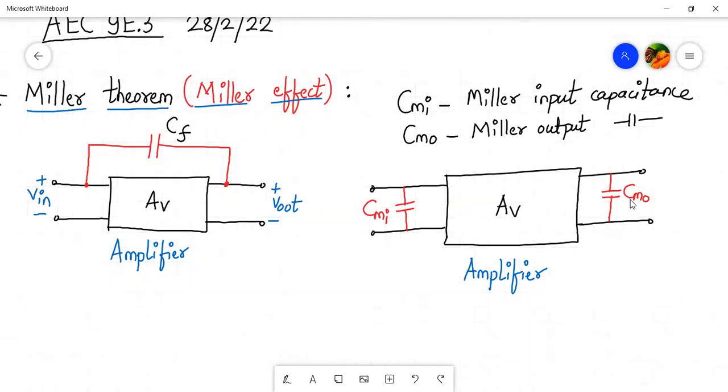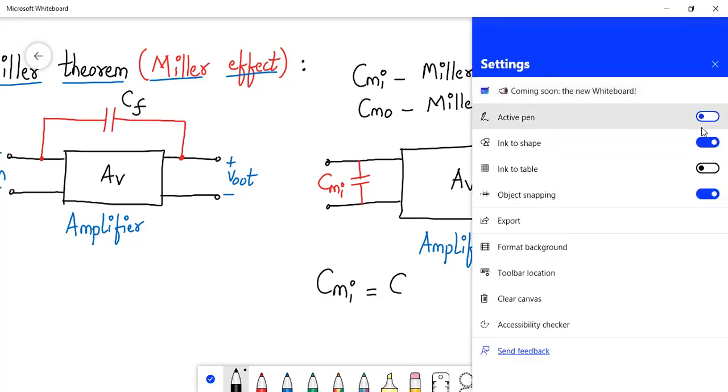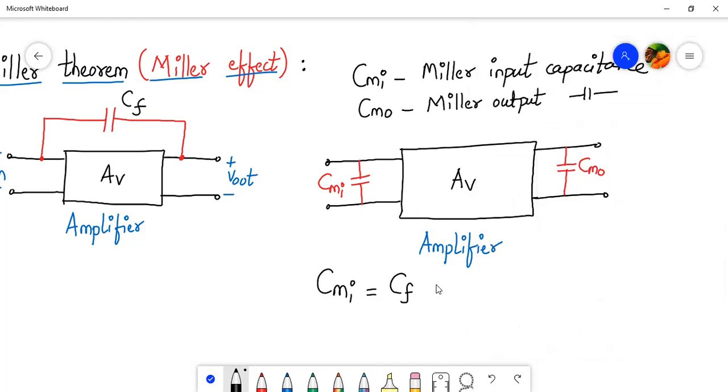So what does the Miller theorem say? If a capacitor CF is connected between the input and output terminals of an amplifier with a gain AV, then that capacitor CF can be split into two parts, CMI at the input terminals and CMO at the output terminals. CMI will be given by CF into 1 minus AV. So that's the formula for CMI.